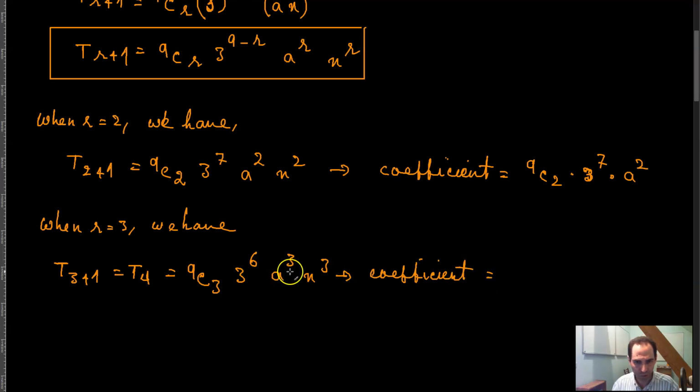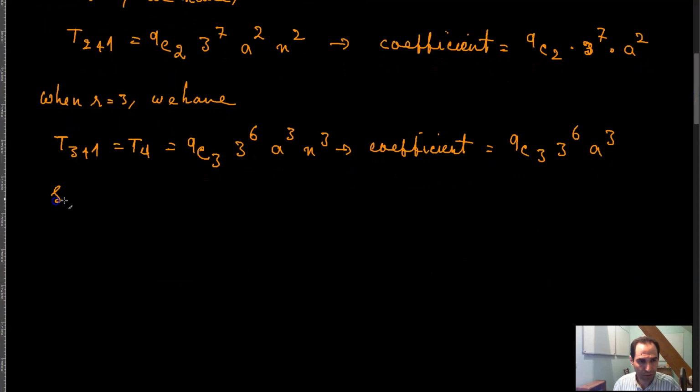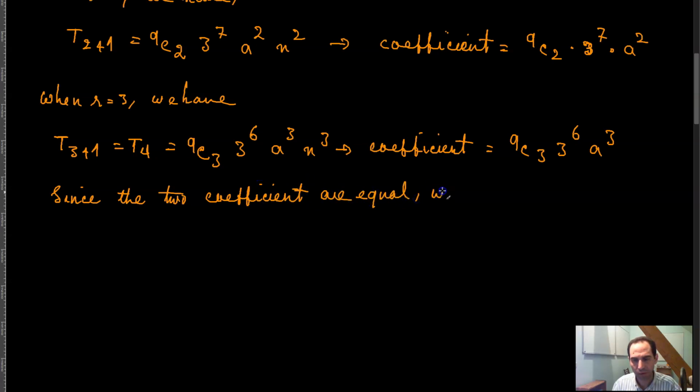is equal to 9 combination 3, 3 raised to the power 6, a raised to the power 3. Now we are saying that these two coefficients are equal. Since the two coefficients are equal, we have 9 combination 2, 3 raised to the power 7 times a squared is equal to 9 combination 3, 3 raised to the power 6, a raised to the power 3.